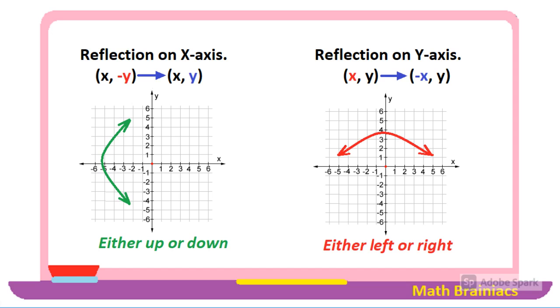The point will move either up or down. Moreover, if we're going to take the reflection across the y-axis, we're going to keep the y-coordinate. Then, take the opposite of the x-coordinate. The points will either move left or right. It is easy, right? Just don't forget the key points that I posted here.